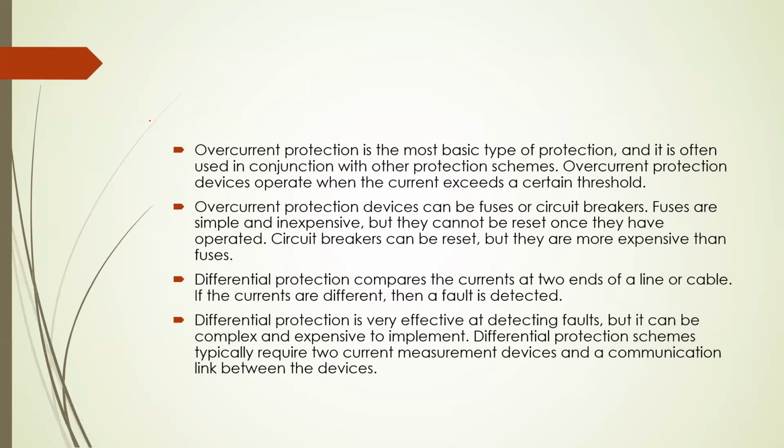Overcurrent protection. Overcurrent protection is the most basic type of protection, and it is often used in conjunction, as discussed earlier, with other protection schemes. That is, it is often used in parallel with other protection schemes. Overcurrent protection devices operate when the current exceeds a certain threshold, as discussed. Overcurrent protection devices can be fuses or circuit breakers. Fuses are simple and inexpensive, but they cannot be reset once they have operated. Circuit breakers can be reset, but they are more expensive than fuses.